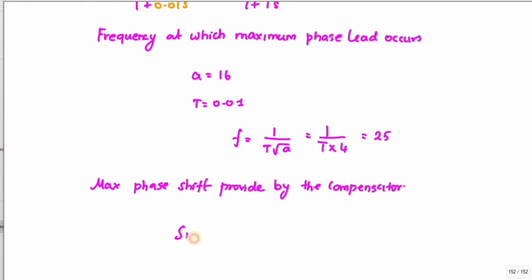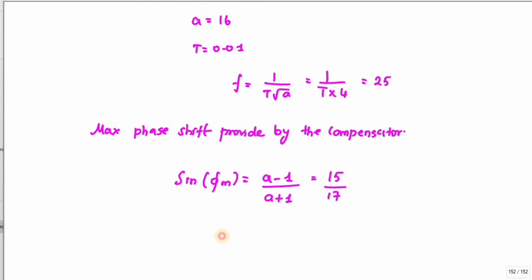And they are asked to find the maximum phase shift provided by the compensator. So sin phi m, the maximum phase shift, is equal to A minus 1 divided by A plus 1. So you substitute the A value: 16 minus 1 divided by 16 plus 1 is 15 divided by 17. So I can write phi m is equal to sin inverse of 15 by 17, that is nothing but 62 degrees.